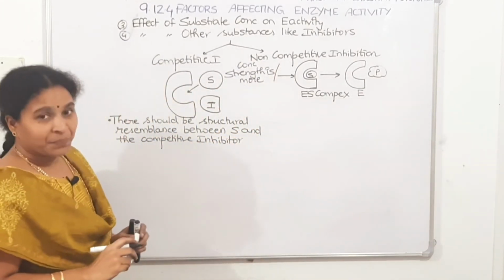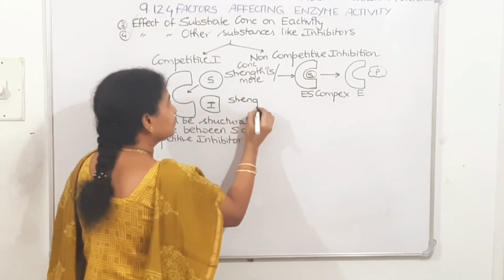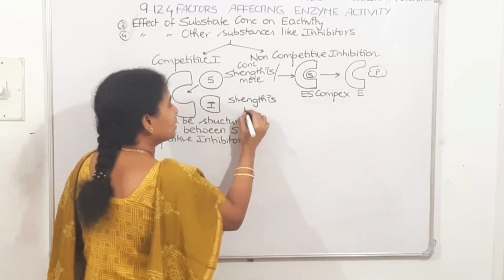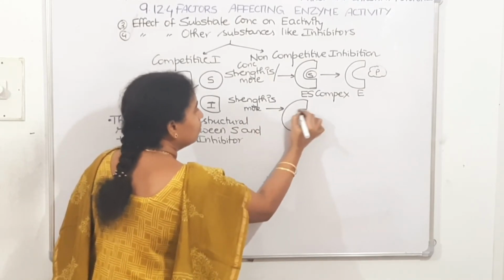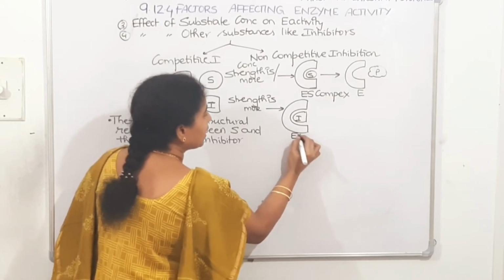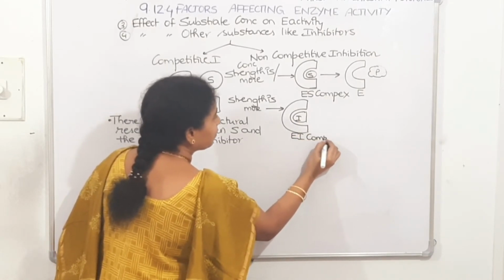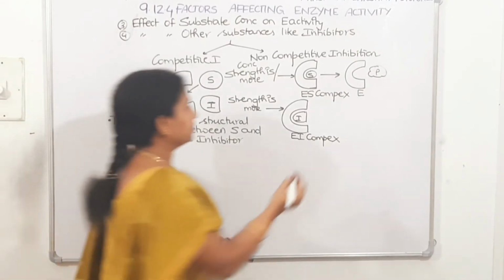But if the inhibitor strength is more, meaning the inhibitor concentration is more, then what happens? Its strength is more, so it will go and bind. If the inhibitor binds, the enzyme-inhibitor complex will be formed. If the enzyme-inhibitor complex is formed, then product is not formed.